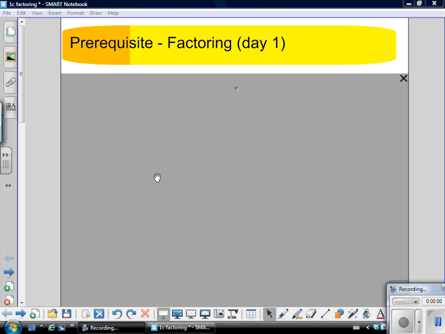It seems like we have an awful lot of prerequisite skills for this unit, but it's good for us to be reminded of things that we did in grade 10, and when we actually need it in this unit, I'll look at some of these things again. The next thing we're going to be looking at is factoring.